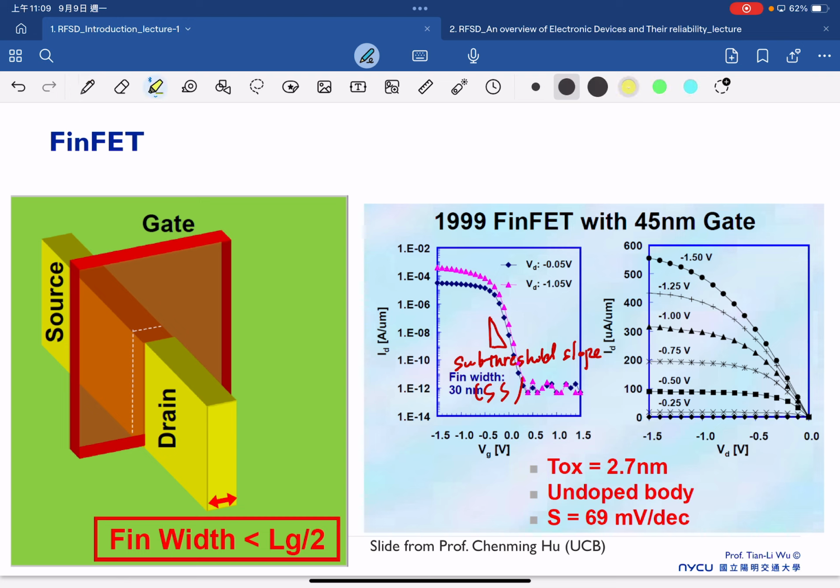So you can see in this work, his group demonstrated the SS below 60 millivolt per decade. Usually the bottleneck is around 70 millivolt per decade, due to some fundamental limitation coming from the physics here. And in this work, he also demonstrated an oxide thickness of 2.7 nanometers.